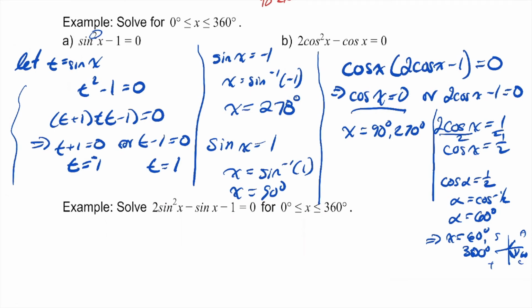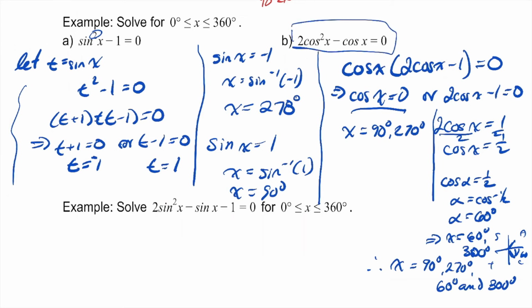It's going to be 360 degrees minus 60, which is 300. So our final answer for this one question, which is rather long, is 90 degrees, 270 degrees, 60 degrees, and 300 degrees. In other words, if I plug in either 90, 270, 60, or 300 for x into my original equation, that will make the equation true.